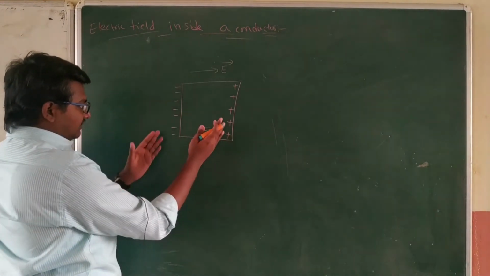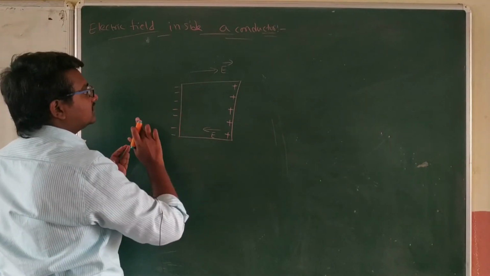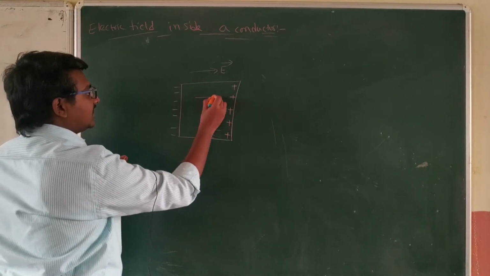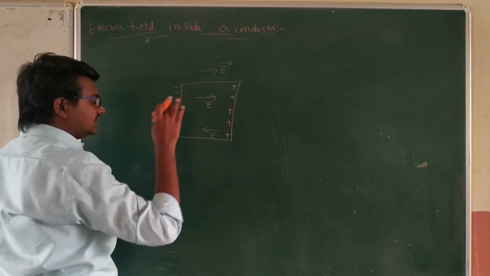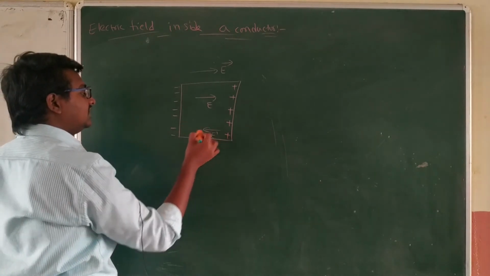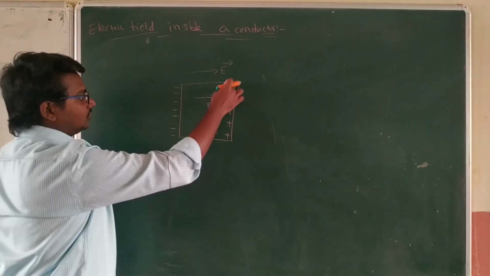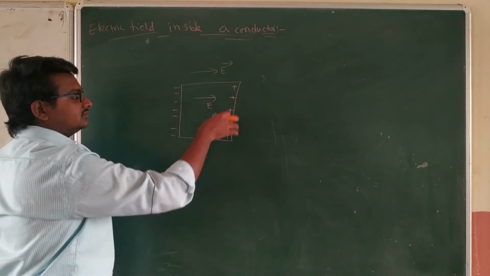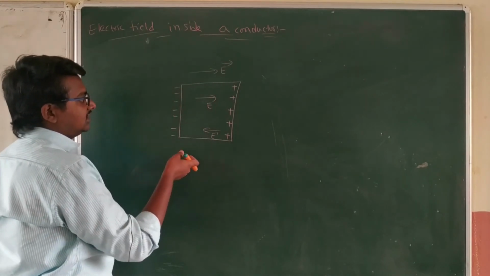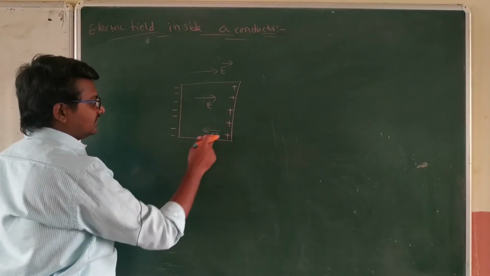As the electrons continuously move, the electric field E inside slowly decreases. Another electric field develops in the opposite direction of this field, due to the positive charges accumulating on one side and the negative charges on the other. This is the other electric field, E dash.